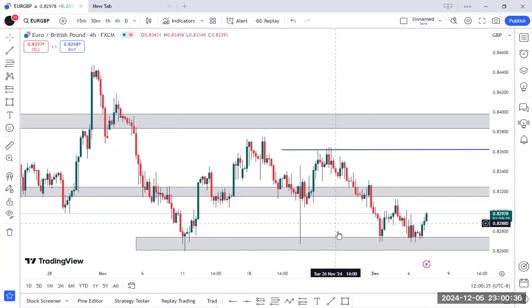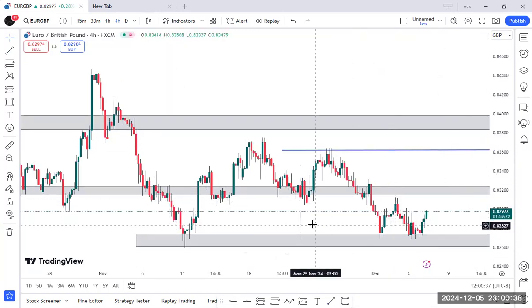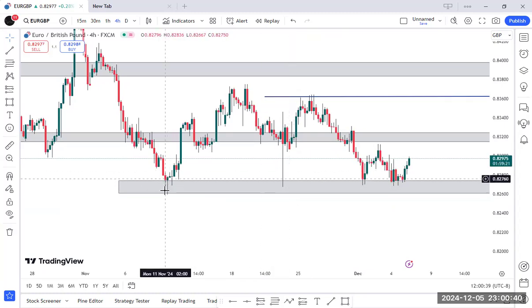So this is our 4 hours time frame. See what is showing us here. This is the previous low that it made. It gave us a hammer candlestick, a green hammer. So it pushes up and then comes back down again, giving us a doji candlestick.